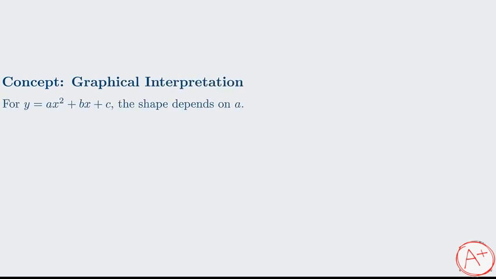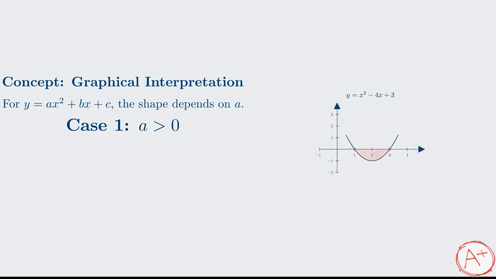Let's look at the graphical interpretation of quadratic inequalities. The shape of your quadratic graph or parabola is determined by the coefficient of the x squared term, which we call a. If a is positive, the parabola opens upwards, forming a U-shape. Notice how the curve stays below the x-axis between the roots and goes above the x-axis outside the roots.